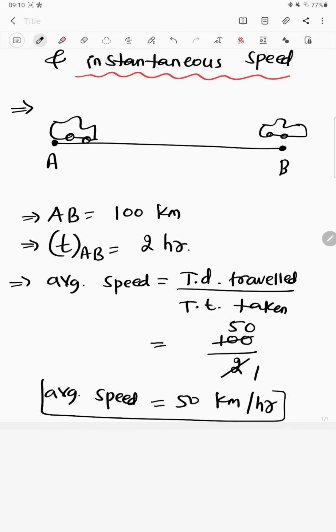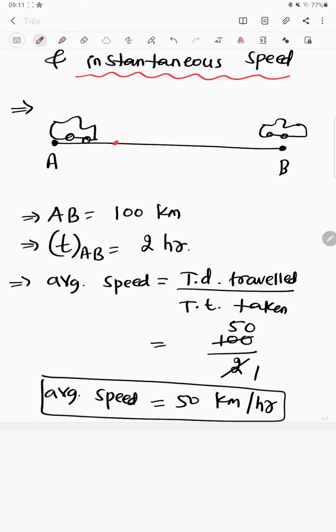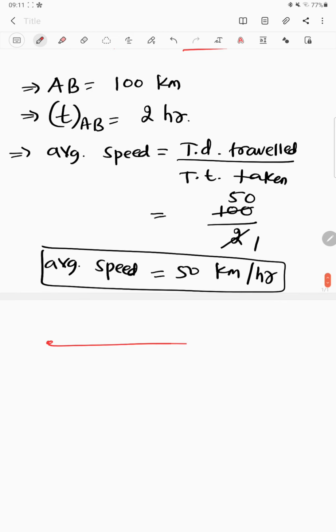So average speed doesn't mean that at every point this car has traveled with the same speed. It's not like everywhere it traveled with 50 kilometer per hour. Whenever you are traveling a 100 kilometer distance from point A to point B, it's not a very straight road. There will be other vehicles also, no? So at this point, at point D, at point E, what is your speed? What is the probability that these speeds are going to be the same? The probability is very less.